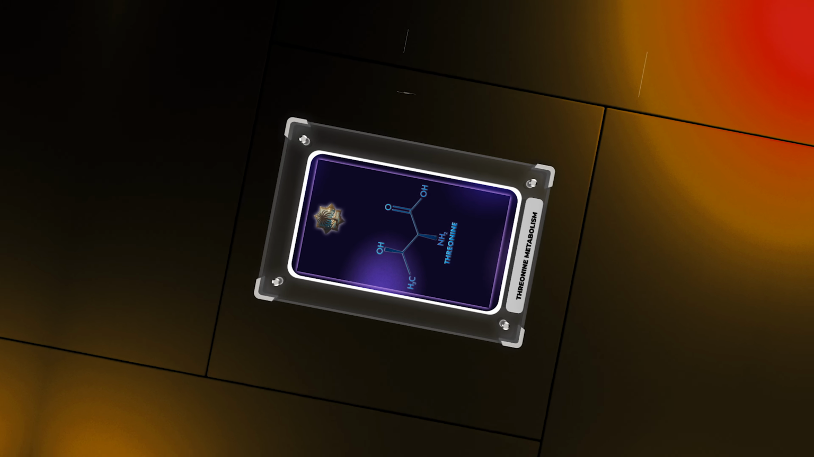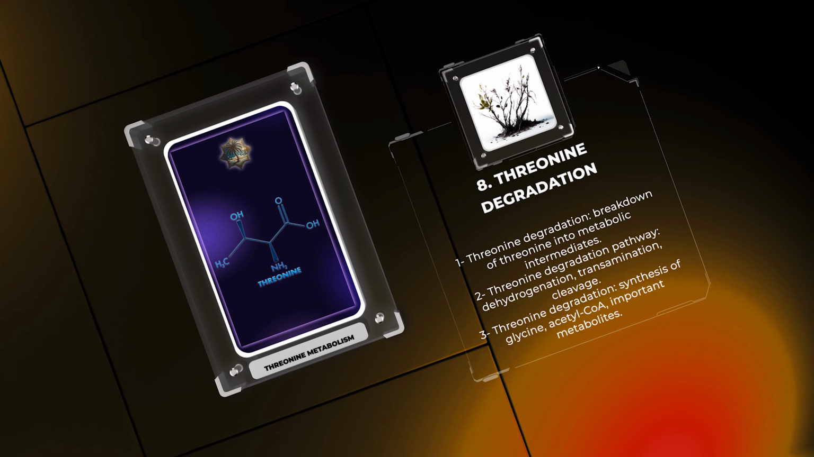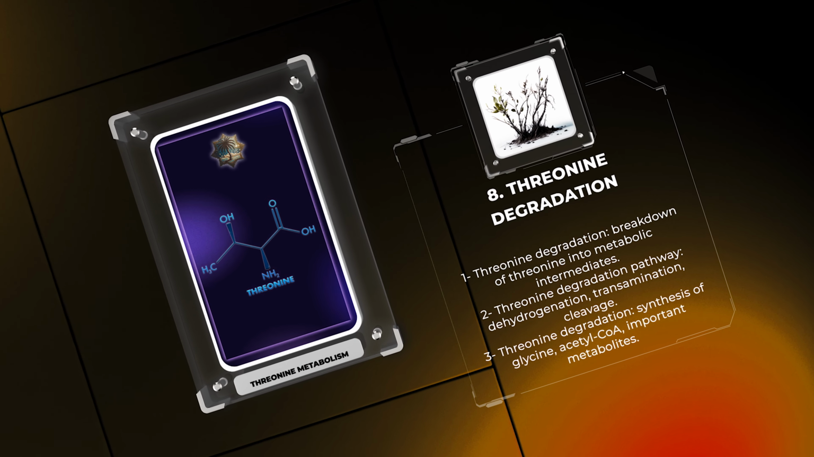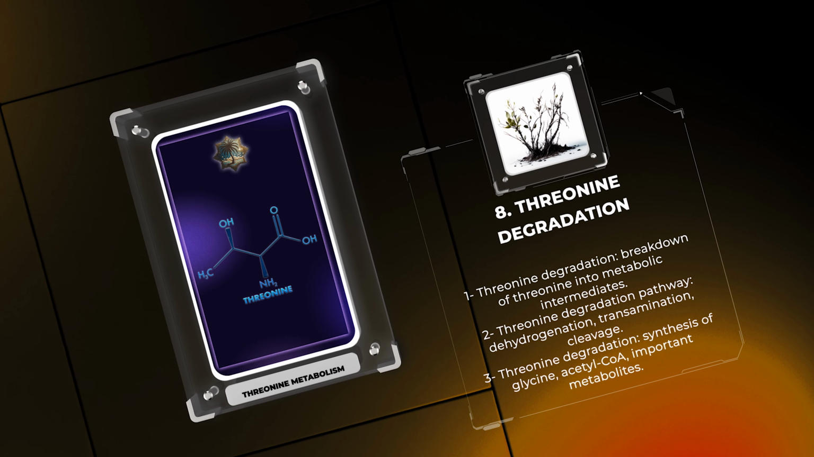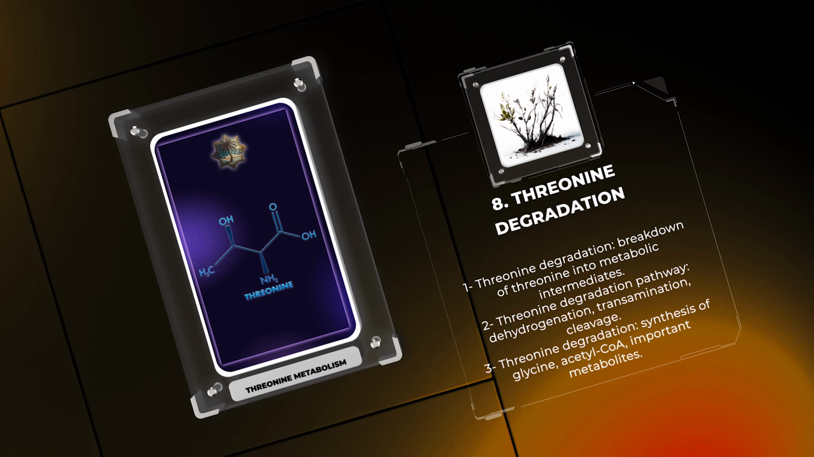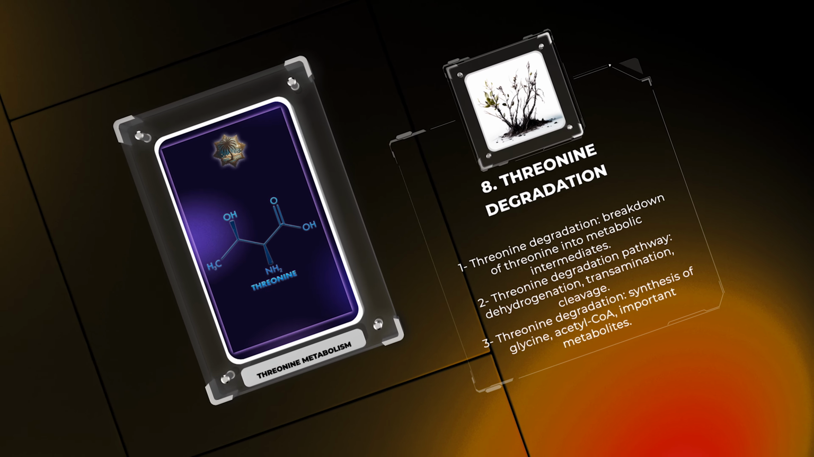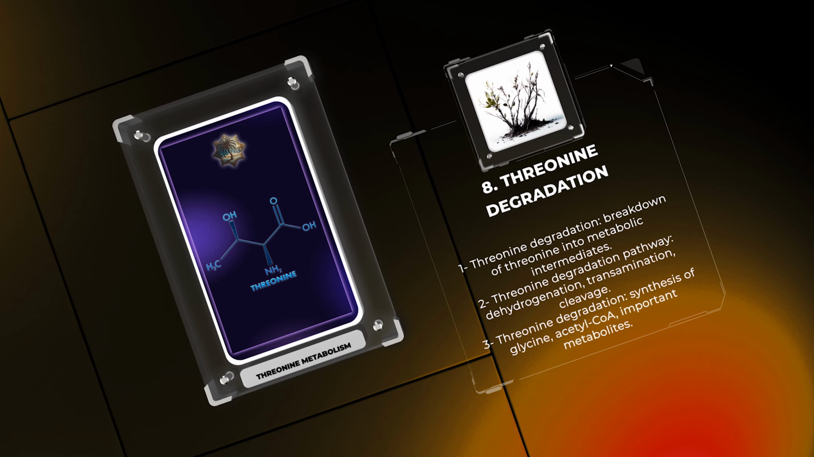processes. Threonine degradation refers to the breakdown of threonine into various metabolic intermediates, eventually leading to the production of energy and the utilization of carbon and nitrogen sources. The threonine degradation pathway involves a series of enzymatic reactions, including dehydrogenation, transamination, and cleavage. This pathway contributes to the synthesis of glycine, acetyl-CoA, and other important metabolites required for various cellular processes.